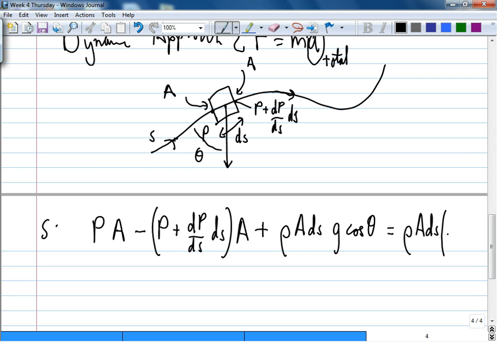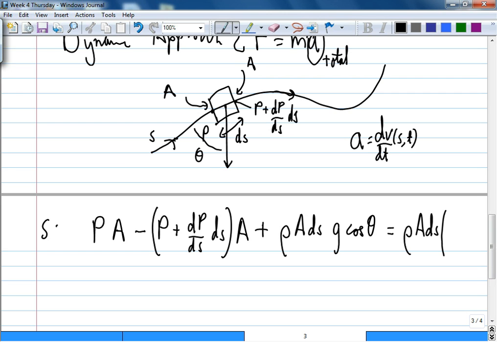Now acceleration a is equal to dv on dt. Correct or not? But the velocity is a function of both s and t. In the general case, along the streamline, some parts the velocity can be faster, some parts slower. At the moment I'll leave the t there, but later I'll cancel it out because it's steady state.